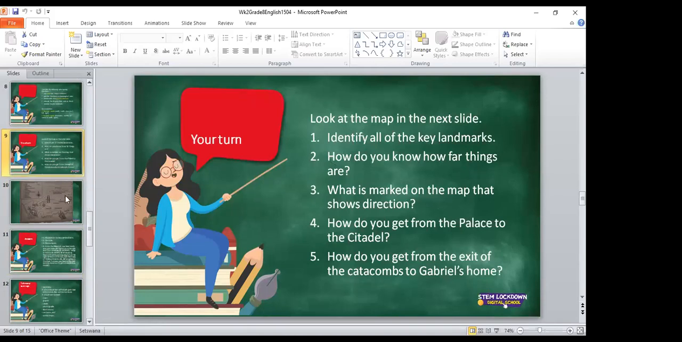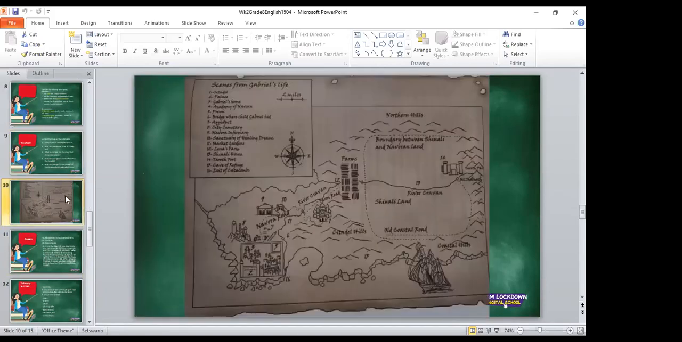Let's go back to the map. How do you get from the palace to the citadel? The palace is number 2, there it is, and the citadel is number 1, there it is there. So how do we get there? Remember, we're gonna use the campus to get there.